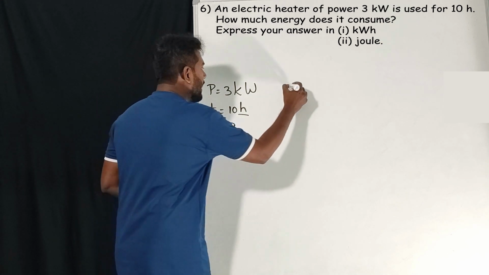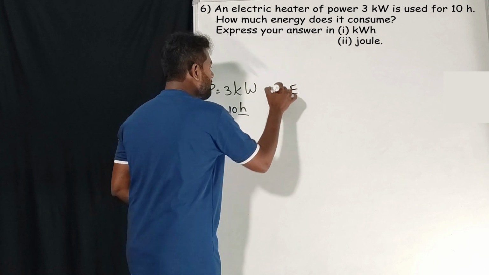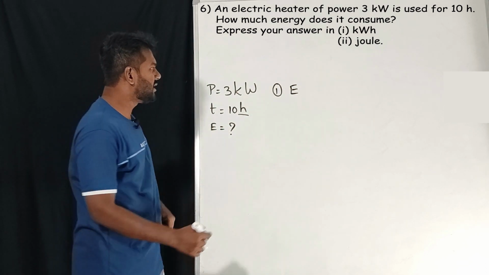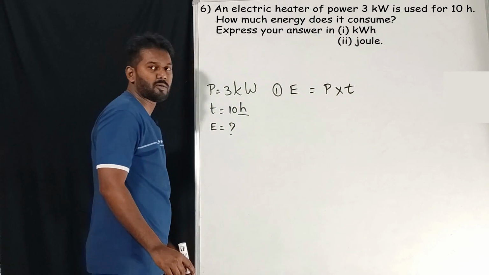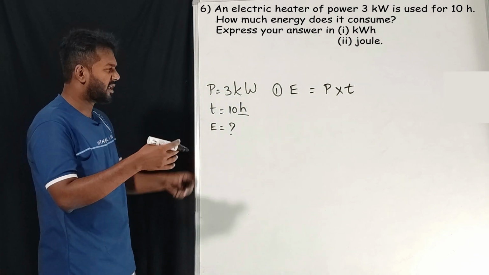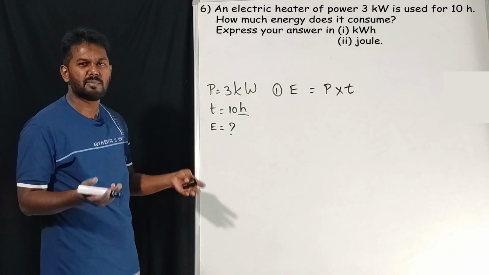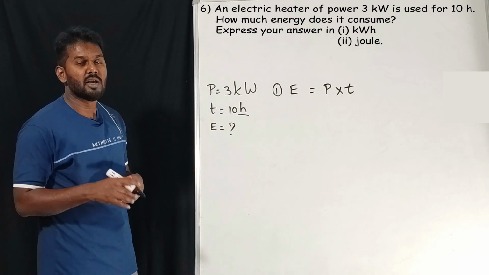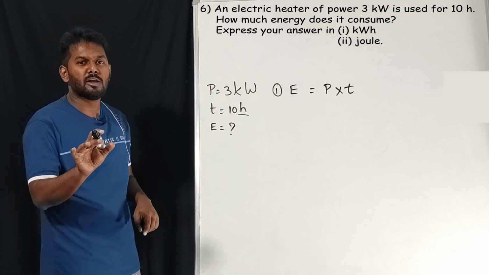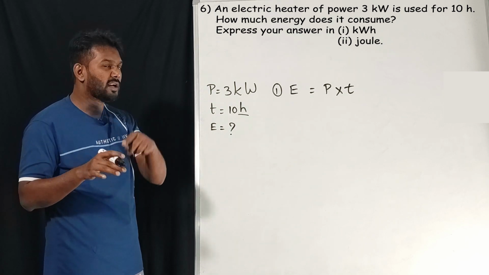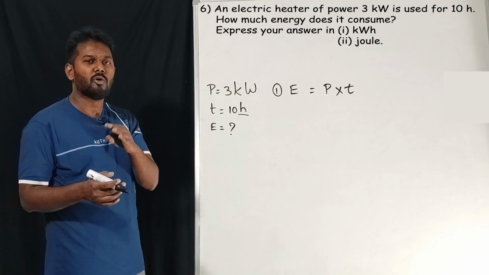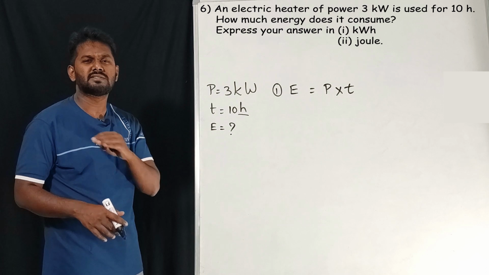Now we have to find the value of energy. Energy is equal to power into time. This is one formula, a very easy formula. In this chapter all the questions are very easy because the formulas are very easy. You just have to find the angle between the force and the displacement if they have given it. That is the only tricky part you are going to find. Apart from this, everything is direct.